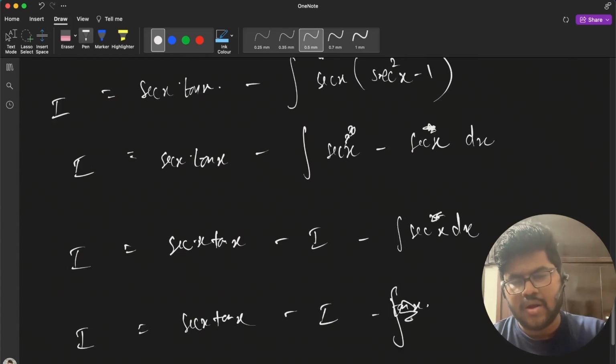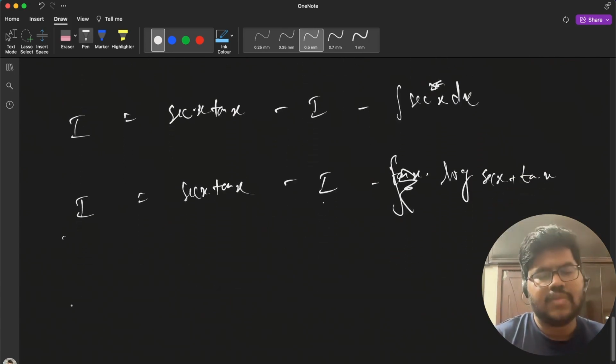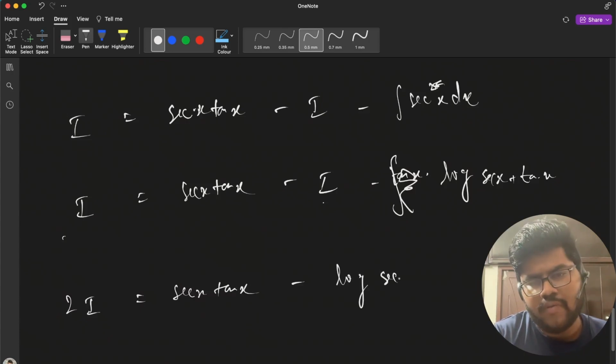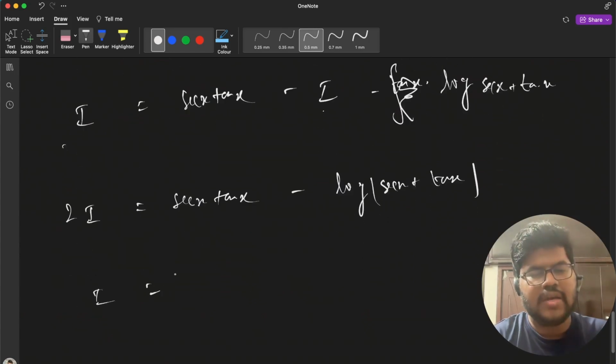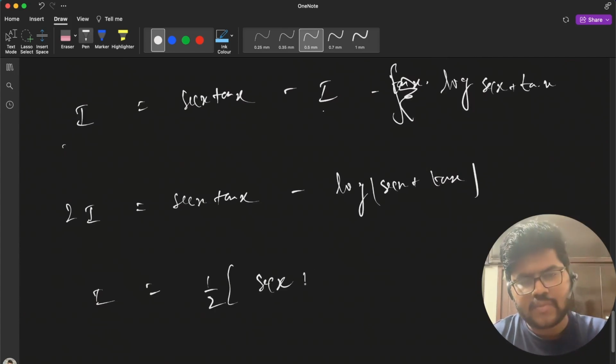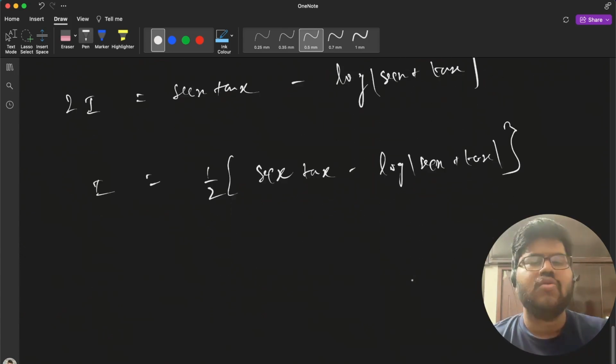So integration of sec x is log of sec x plus tan x, right? This I will come to this side, so this becomes 2I equal to sec x tan x plus log of sec x plus tan x, right? So this becomes I equal to 1 by 2 times sec x tan x plus log of sec x plus tan x. So this we have solved.